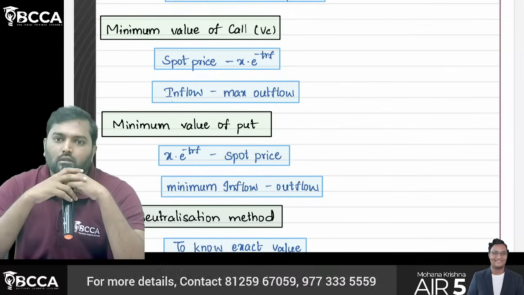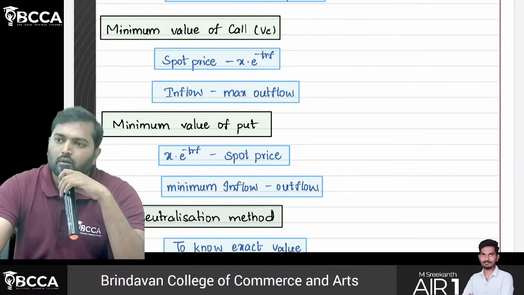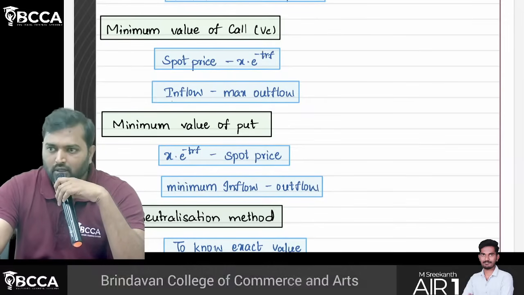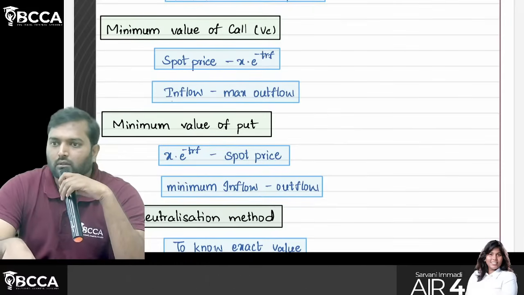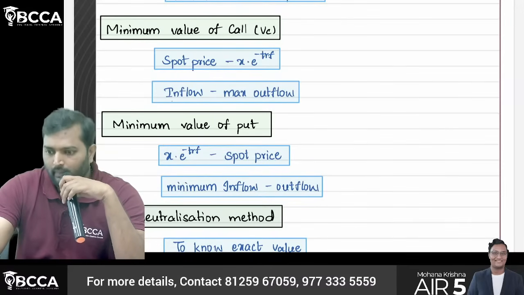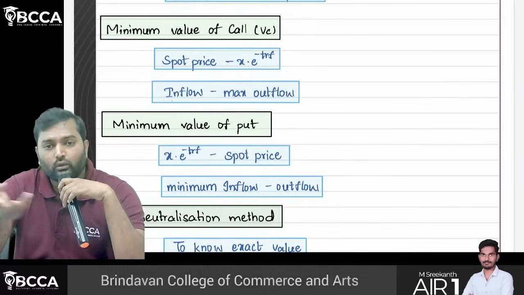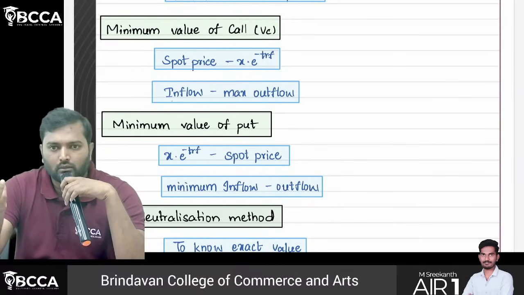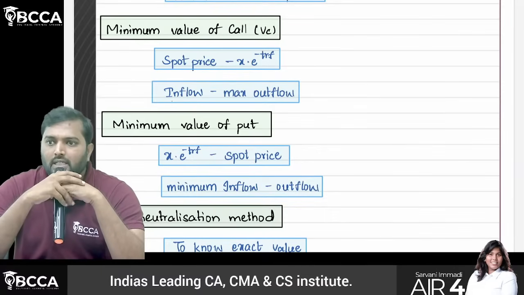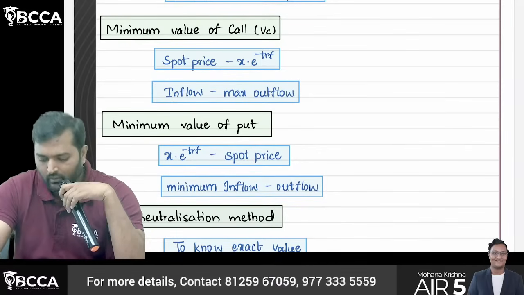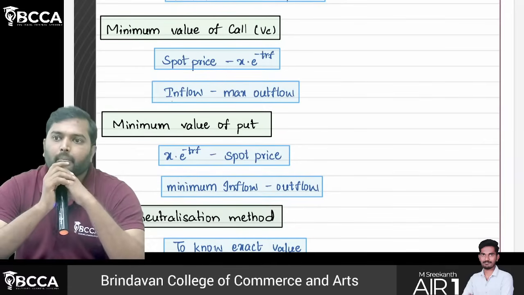spot price. Why spot price? Because in future I have to sell the share, that means today I have to buy the share. On purchase of share, I will incur outflow. So you can just remember the formula; logic is not important. Minimum value of a call: spot price minus X into e power minus TRF. Minimum value of a put: X into e power minus TRF minus spot price.